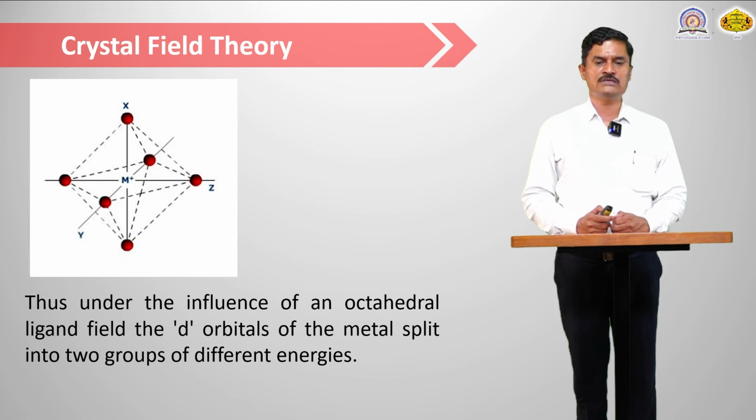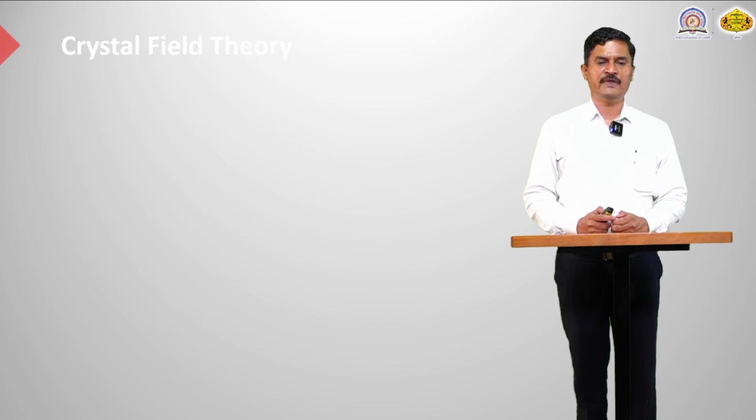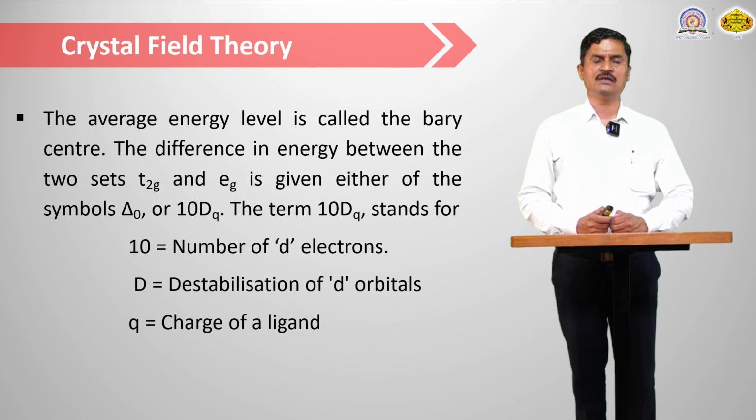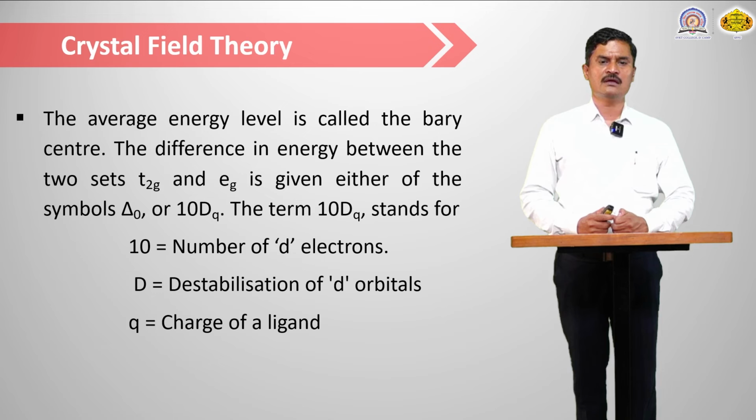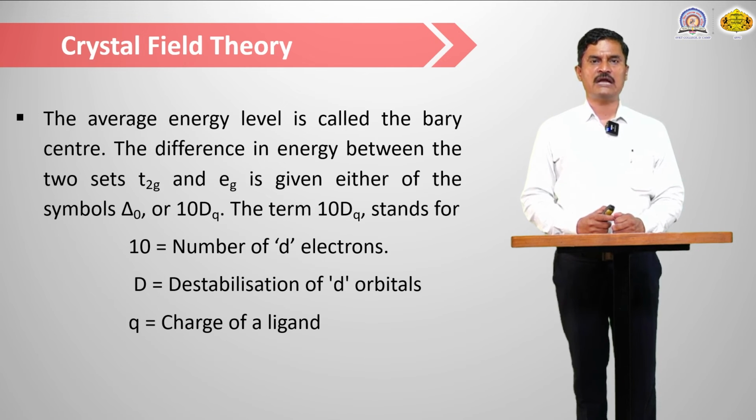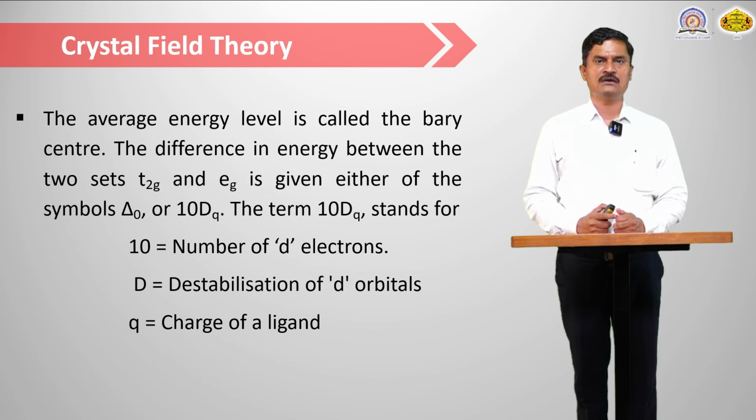Thus, under the influence of the octahedral ligand field, the d orbitals of the metal split into two groups of different energy. The average energy level is known as the barycenter. The energy of the Eg orbitals increases from the barycenter. The difference in energy between the two sets, the T2g set and the Eg set, is known as the delta naught value or the 10 Dq value. So 10 Dq, where 10 indicates the number of d electrons, that is the d orbitals having 10 electrons, that's why the number is 10.